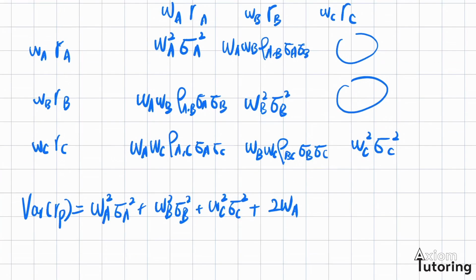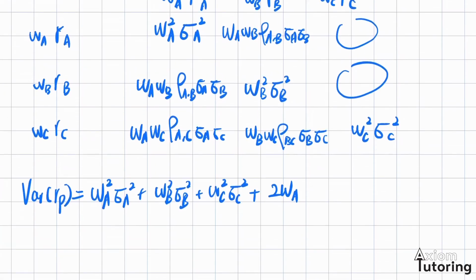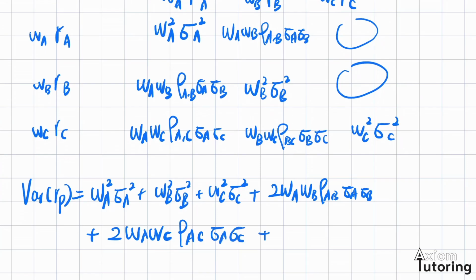times, because of these two terms, right? They're symmetric across the diagonal here. WA, WB, row AB, sigma A, sigma B. Okay, and then plus 2 times WA, WC, row AC, sigma A, and sigma C. Plus 2 times WB, WC, row BC, sigma B, and sigma C. Okay, that's quite a lot, but then the calculation is pretty much very mechanical.